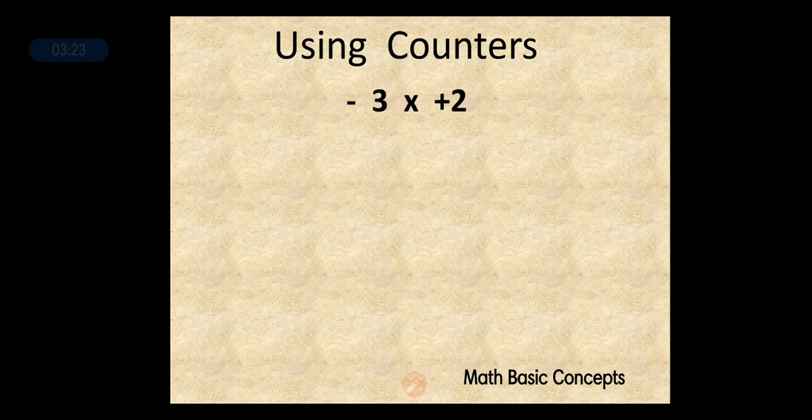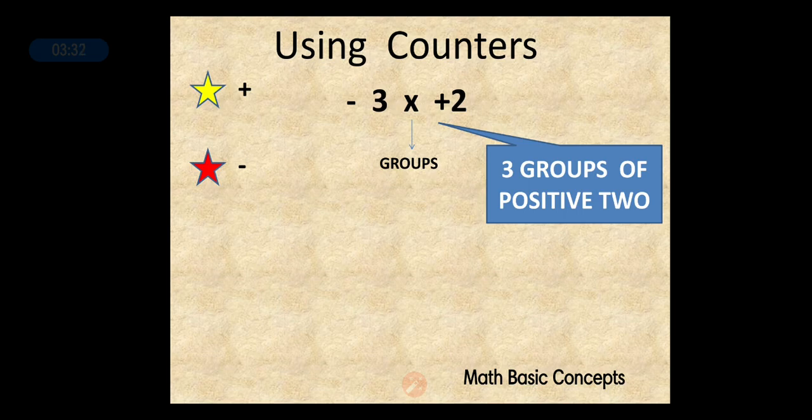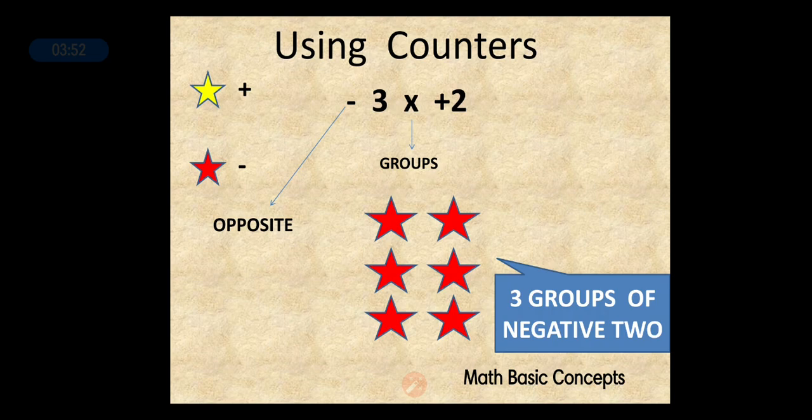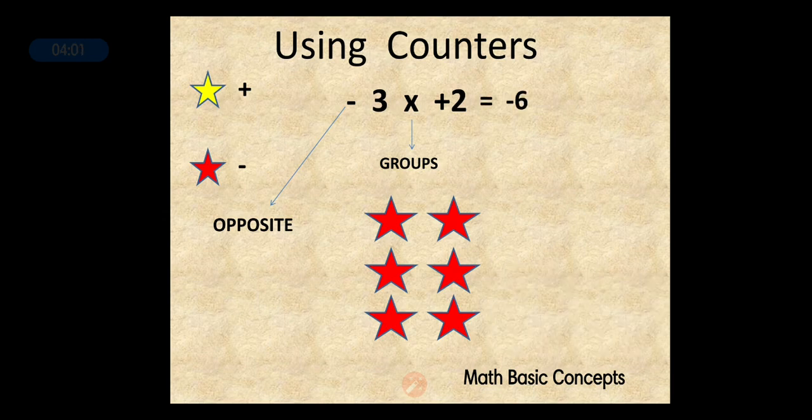Now, a negative 3 multiplied with positive 2. Same thing, we follow groups. So we want three groups of positive 2. One group, two, three. So that is three groups of positive 2. But what about the negative? Negative means it is opposite. So we want the opposite of this. The opposite of yellow stars will obviously be red stars. So now instead of three groups of positive 2, we are getting three groups of negative 2. So that becomes minus 6 because we have 6 negatives.